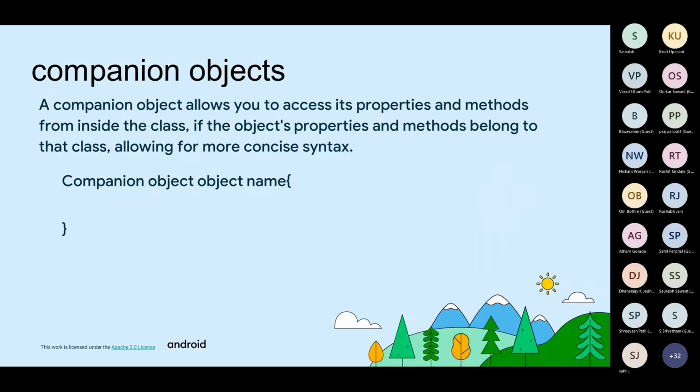After that, we have companion objects. Companion objects allow you to access the object's properties and methods from inside the class, if the object's properties and methods belong to that class, allowing for more concise syntax. Here also we have a simple syntax: companion object, and then the object name followed by the body.